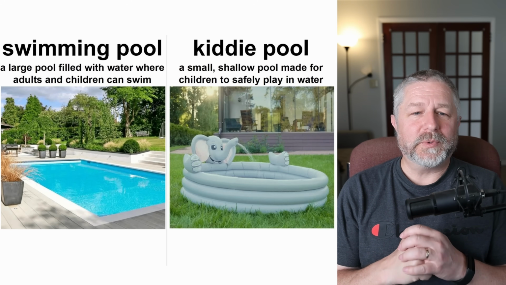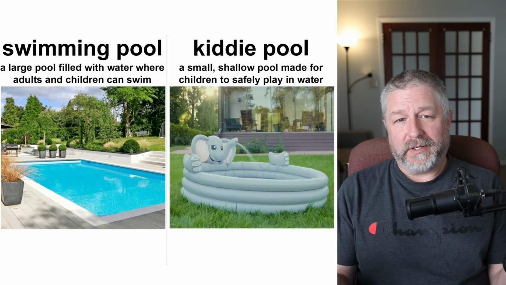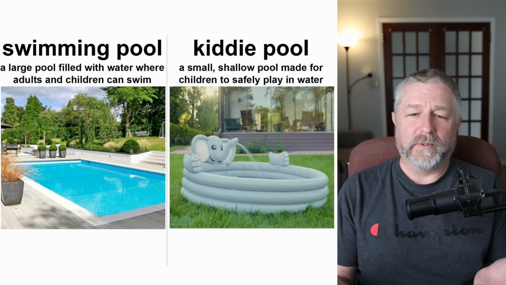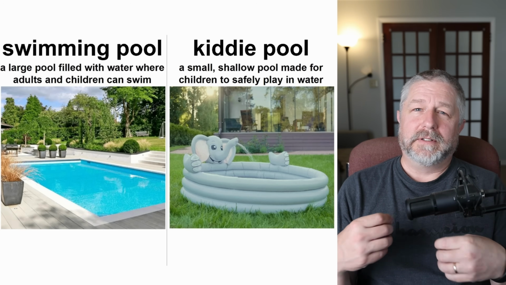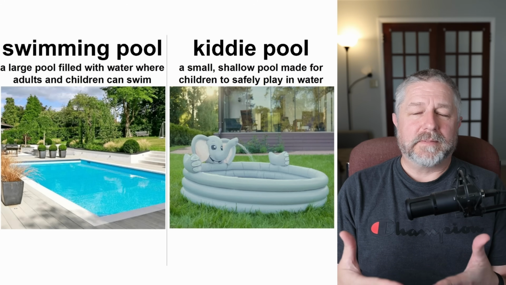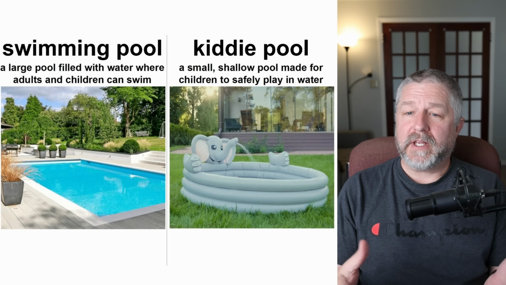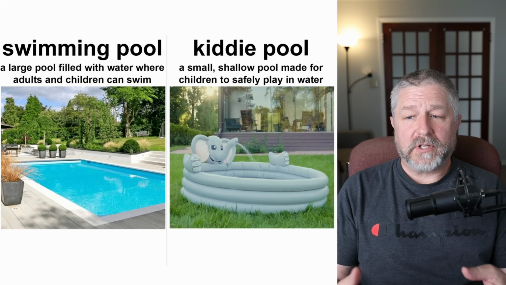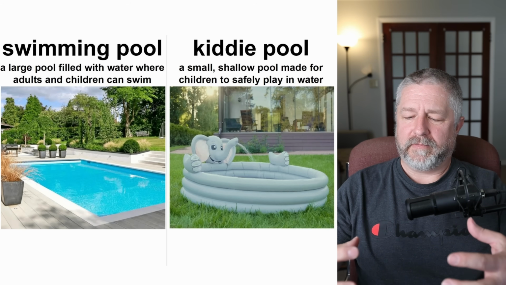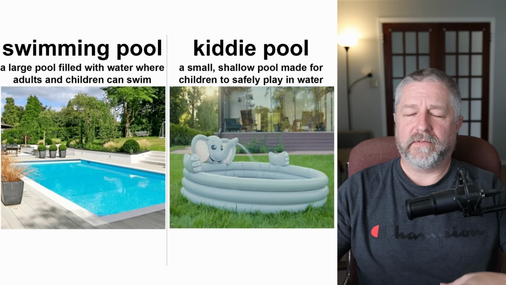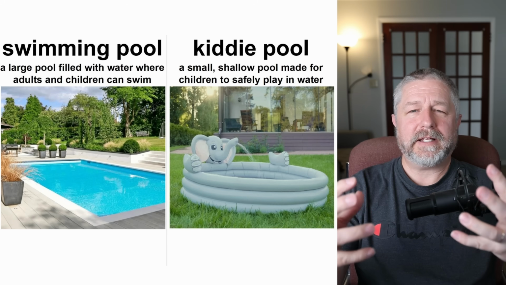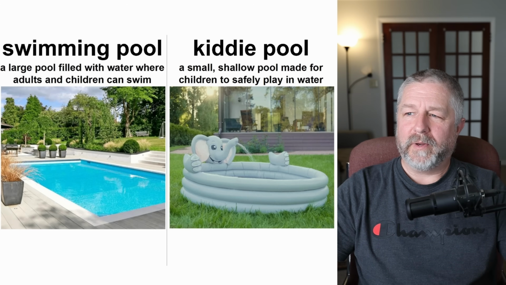Swimming pool and kiddie pool. So obviously, we all know this, a large pool filled with water where adults and children can swim is called a swimming pool. I don't have a swimming pool. Last week, I wished that we had a swimming pool. A kiddie pool is a small, shallow pool made for children to safely play in water. Sometimes the kiddie pool is inflatable. That means it's made out of plastic or vinyl or rubber, and you have to fill it with air before you can fill it with water. So you have to inflate the kiddie pool before you fill it with water.